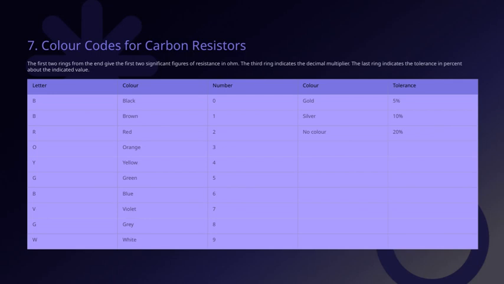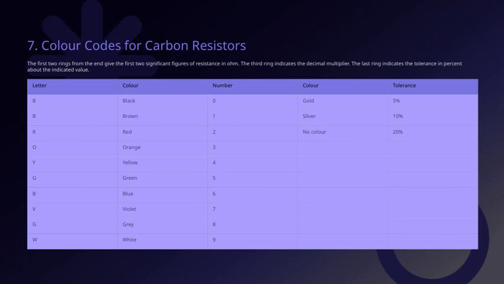Now, let's take a closer look at how the color codes work for carbon resistors. The first two rings from the end are crucial because they give us the first two significant figures of the resistance value, measured in ohms. Think of these as the main digits that tell us the base number. The third ring is equally important because it indicates the decimal multiplier. This tells us whether to multiply those figures by a power of 10, effectively adjusting the resistance to its correct scale.